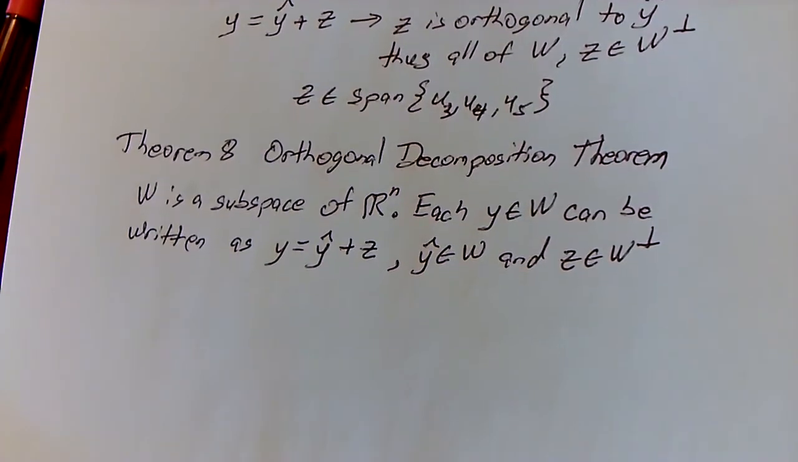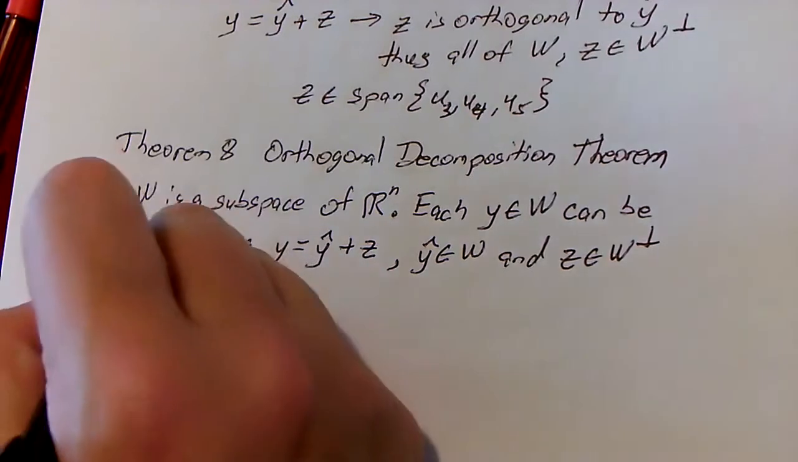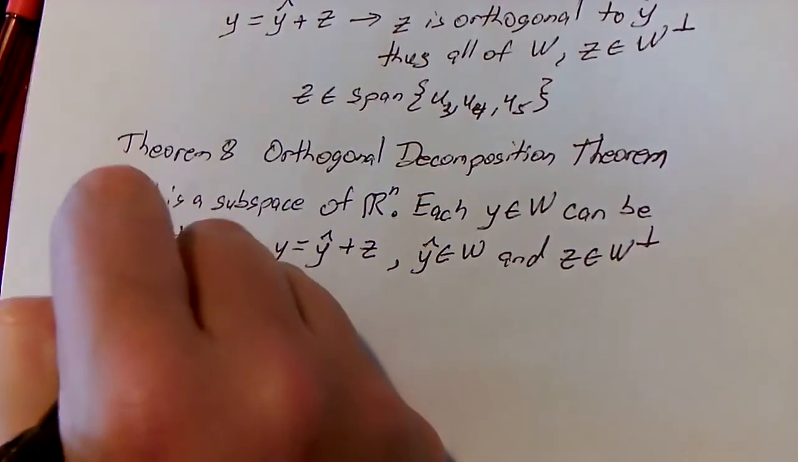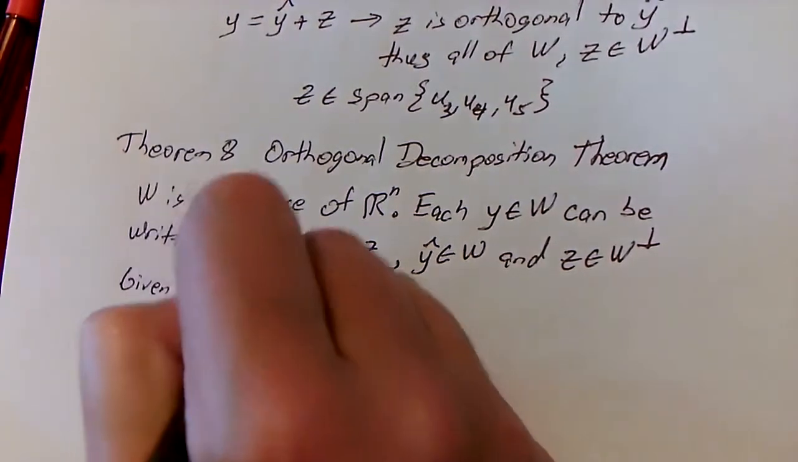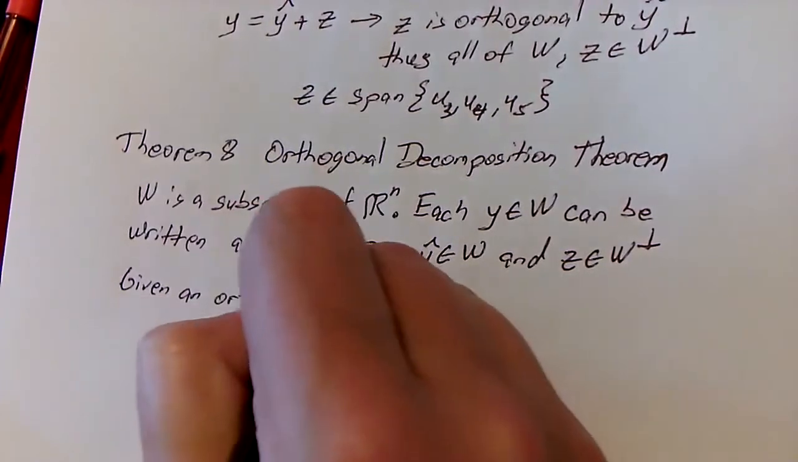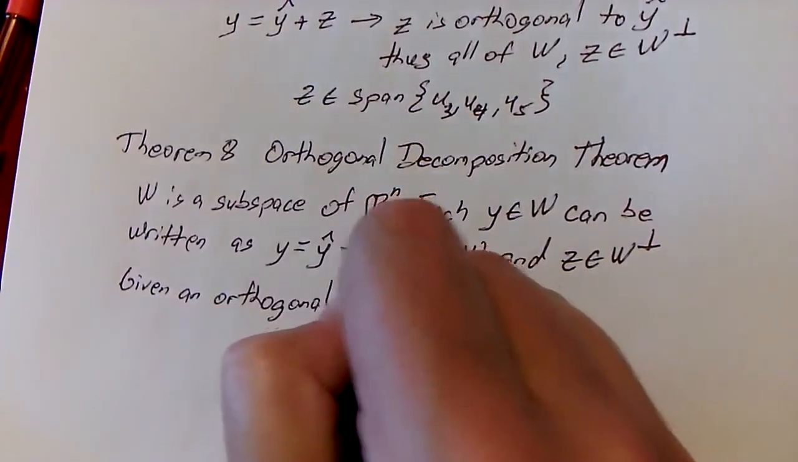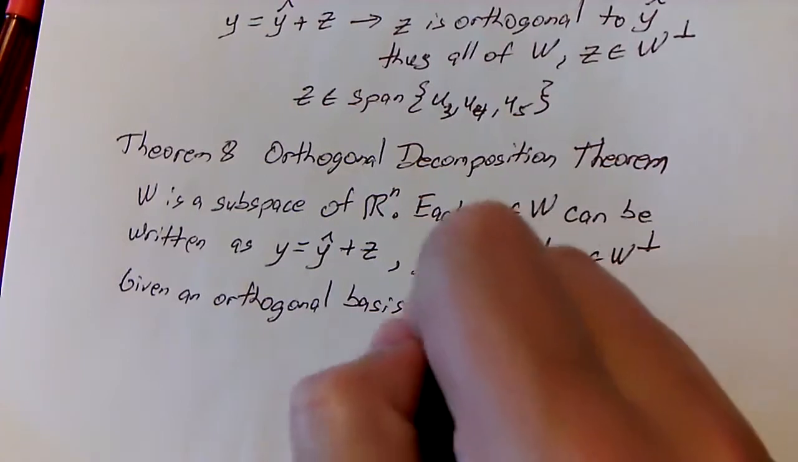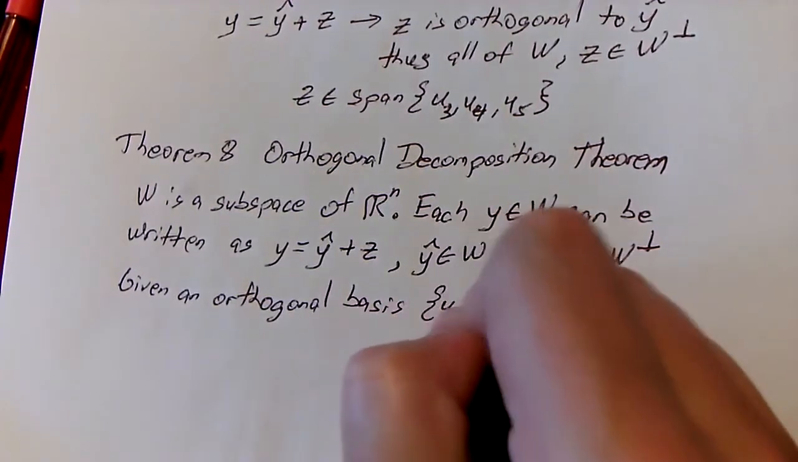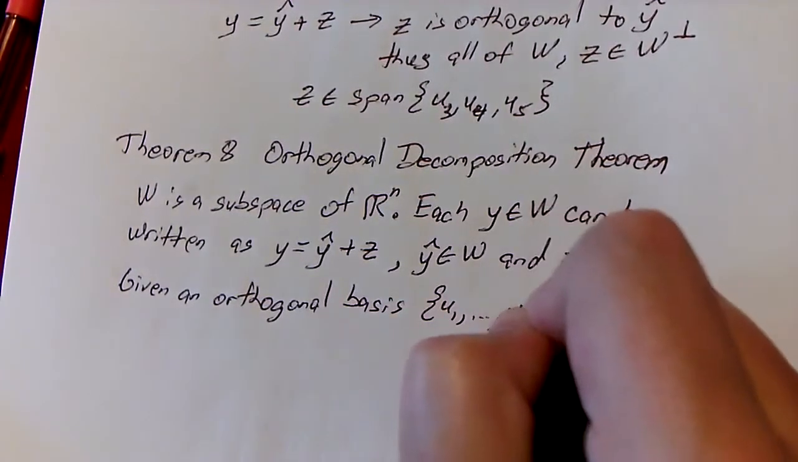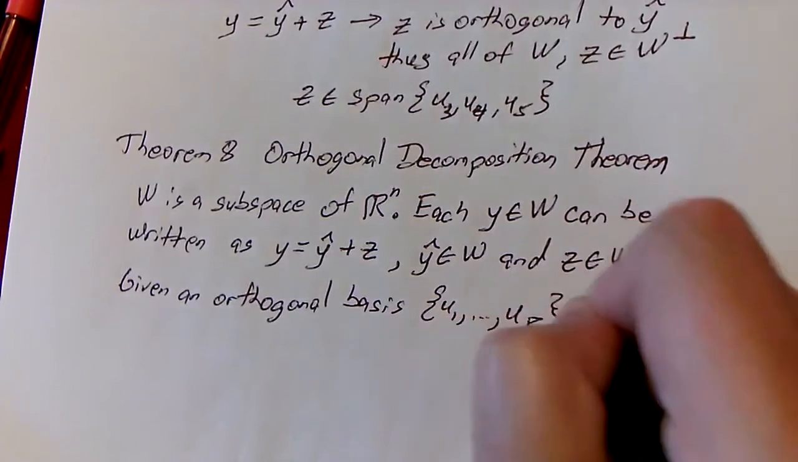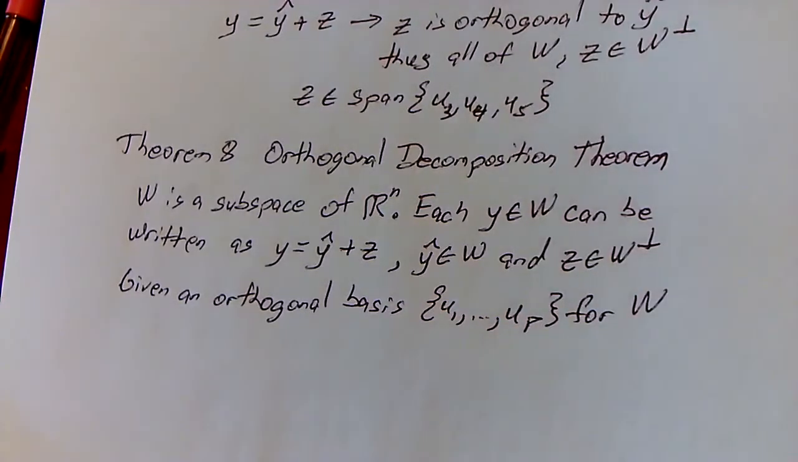Which means, given an orthogonal basis U1 through UP for W, so I have an orthogonal basis now for all of W. So it was U1, U2 in the lead-up example we talked about.